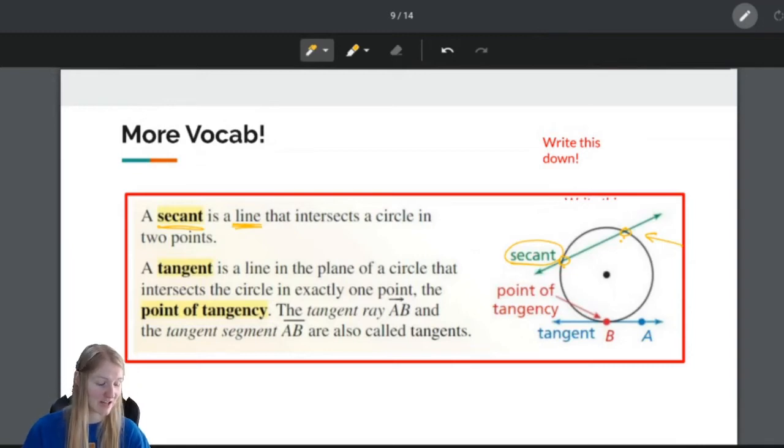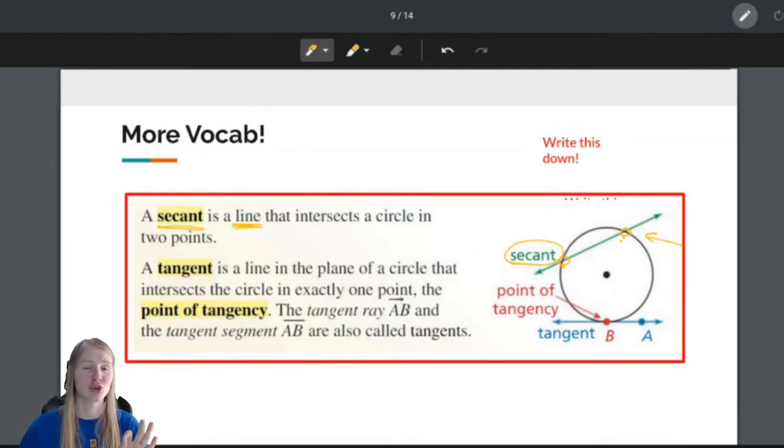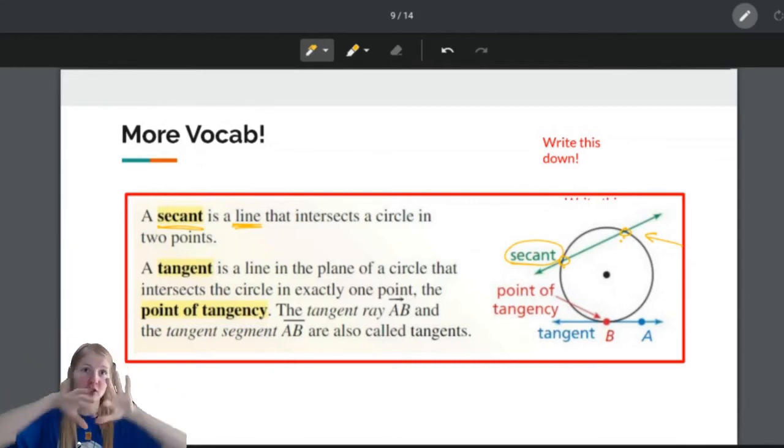Okay, a tangent. I know we just talked about tangent in chapter 9. That was the tangent ratio. This is something different. This is not a ratio. We're not looking at side lengths here. So the tangent from last chapter was in right triangles. Now we are talking about circle tangents, so make sure that you keep those separate in your mind.